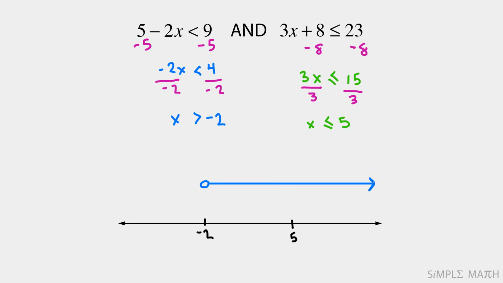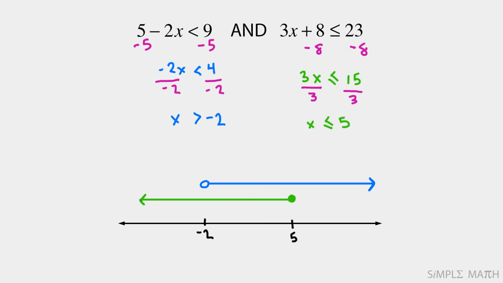Now let's look at the range of values on the right, written in green. x is less than or equal to 5. For this one, we'll draw a closed circle because x can equal 5, and then we'll draw an arrow to the left, showing that x can take on any value less than 5.